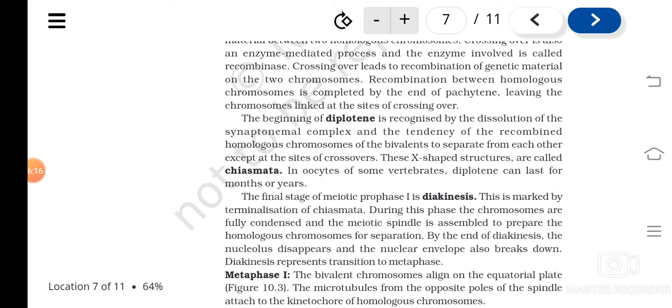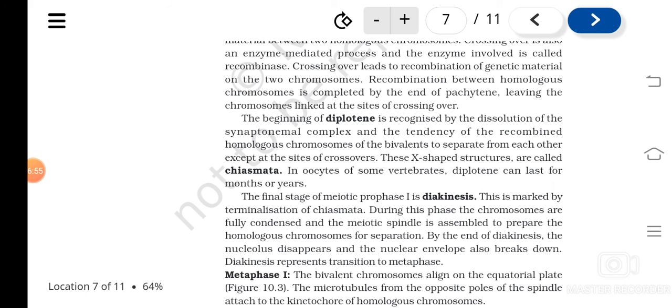And in human females, the egg formation takes a lot of time. From the time a female fetus is forming in the womb of the mother until fertilization, if fertilization happens, the prophase is very long. After fertilization only, the egg will complete its prophase 1. So it's a very long process. What I told you now, you will study in the next year.